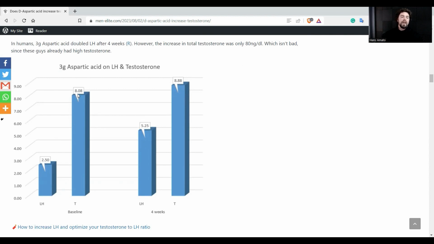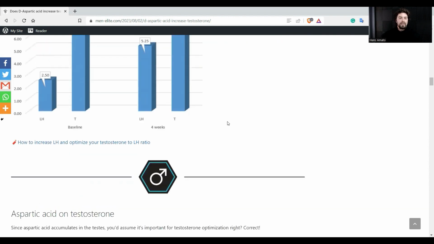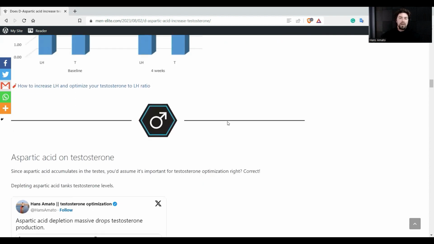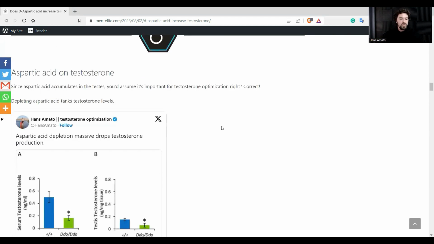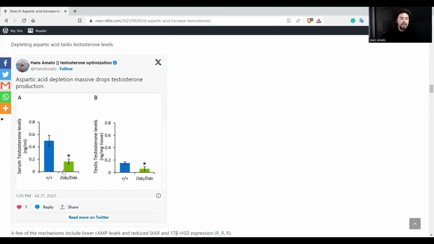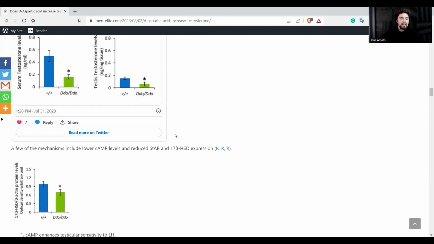Testosterone went from 800 to 888, about an 80-point increase despite a massive increase in LH. So it can effectively increase LH, but let's look at the whole effect on testosterone. Aspartic acid accumulates in the testes and is therefore needed for testosterone optimization, right? When you deplete aspartic acid in the testes, your serum testosterone just tanks, and testes testosterone also drops.